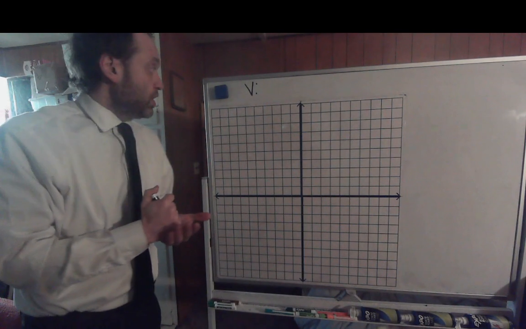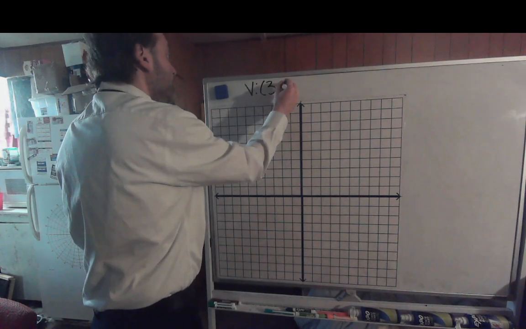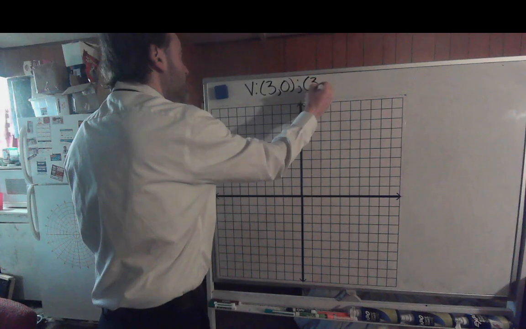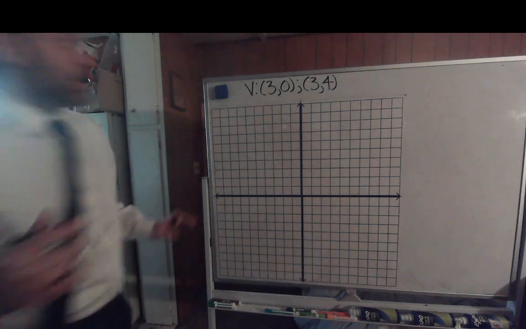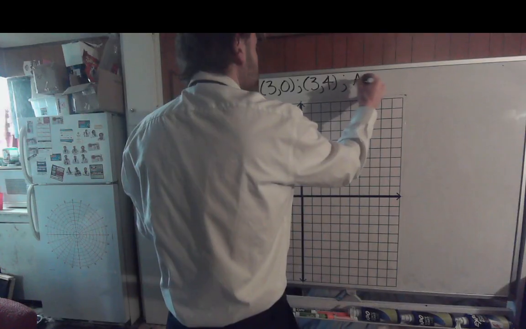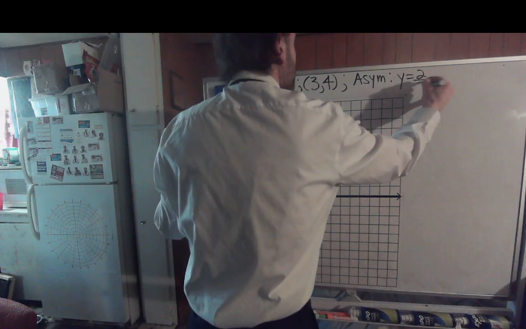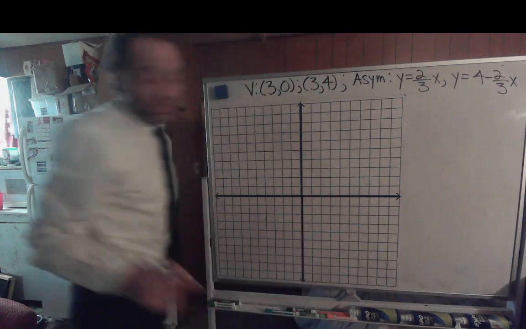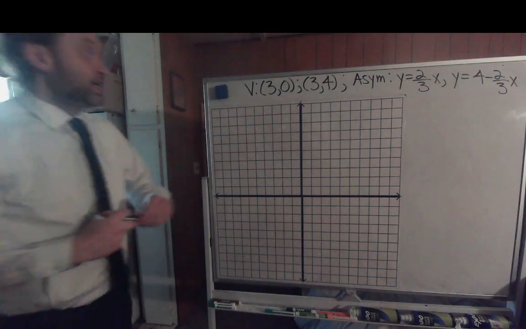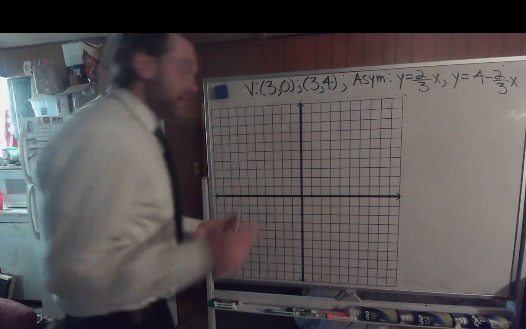So let's see here. You have the vertices are going to be located at 3, 0, and then 3, 4. Those are your vertices, 3, 0, 3, 4. But this time they give you that the asymptotes are y equals 2/3 x, and then y equals 4 minus 2/3 x. So you're only given the vertices and some asymptotes. Well, that's okay. Let's take a look at this here.